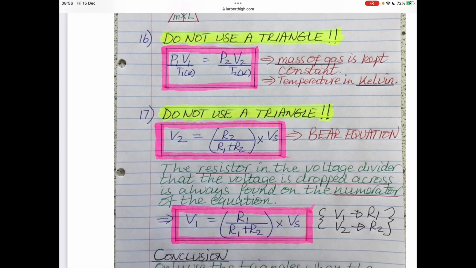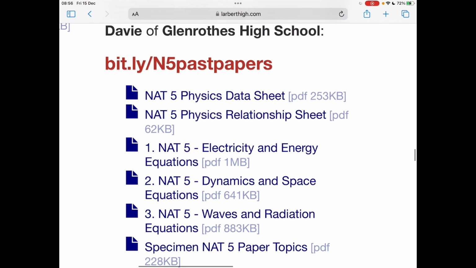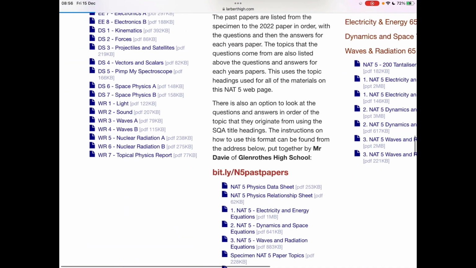Now you see here, there's some equations that you should never use a triangle for. Remember, a triangle's only there to give it a little bit extra hand if you need it. Some equations that don't allow for it. Excellent, so that's at the very top of past papers.